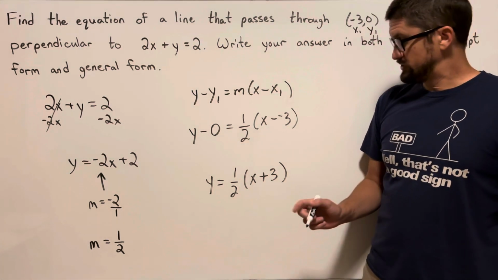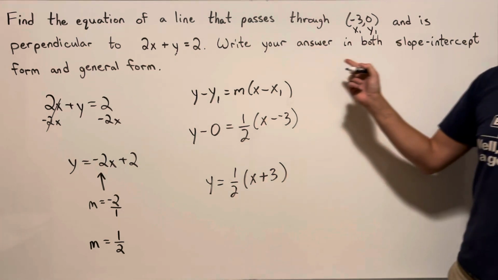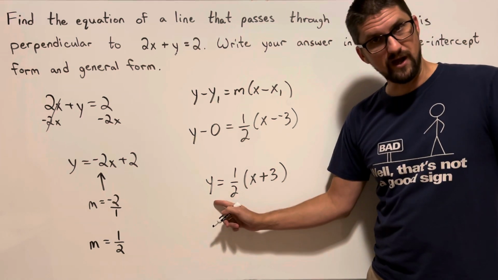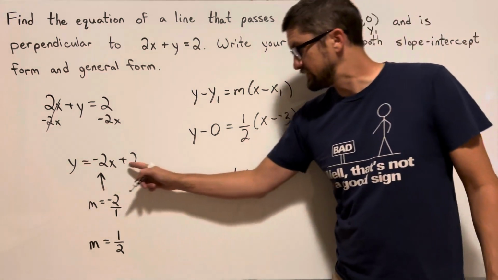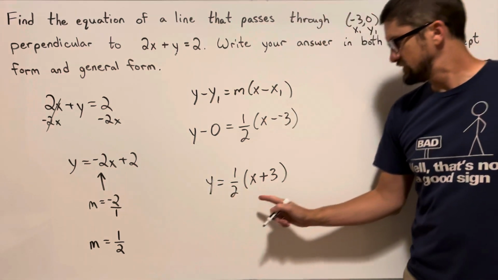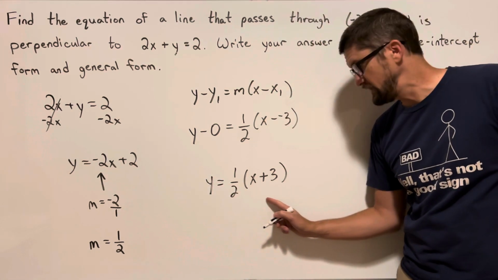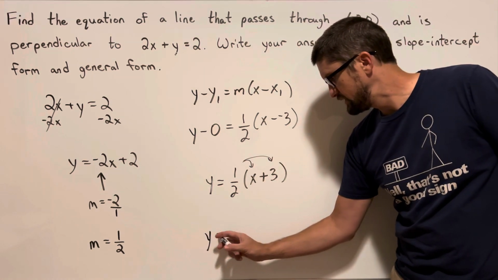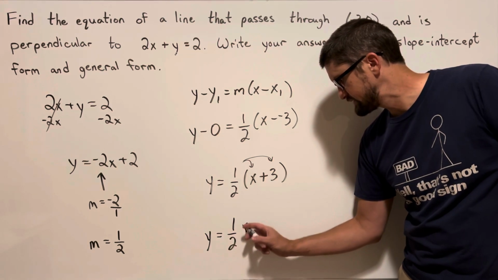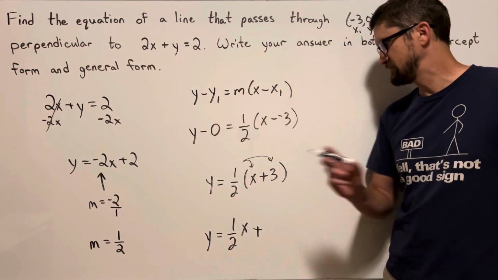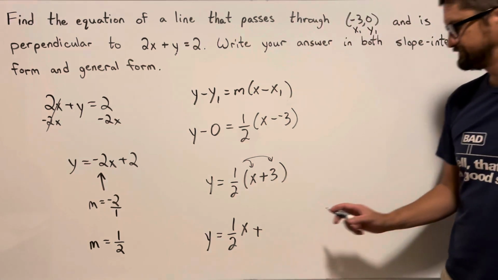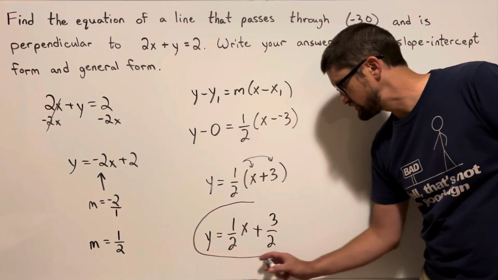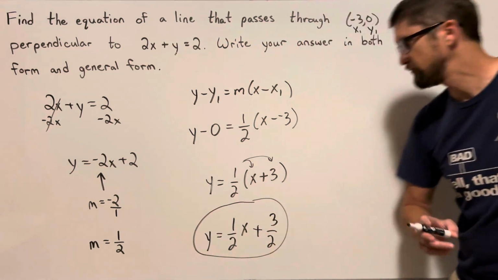Now to get slope-intercept form, remember, I want your answer in both slope-intercept form and general form. Slope-intercept form is when it's solved for y, when it's in y = mx + b form. To get slope-intercept form here, I'm just going to distribute the 1/2 through here. So I'm going to get y = 1/2 times x plus 1/2 times 3, which is 3/2. So this is the answer in slope-intercept form.